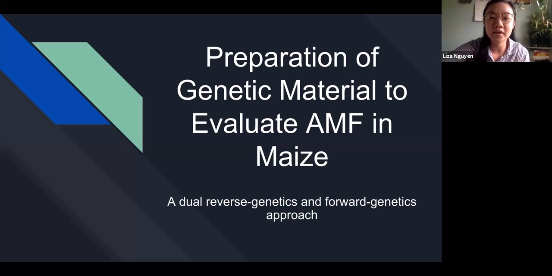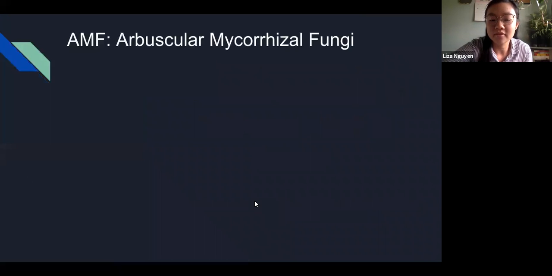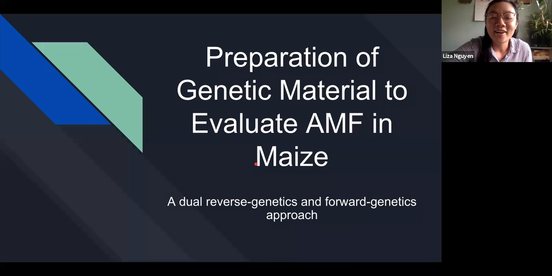Some of my thesis work, which is on preparing material which can be used in experiments to evaluate arbuscular mycorrhizal fungi in maize. My thesis has two different chapters with a reverse genetics and a forward genetics approach, but today I'll really just be focusing on one facet of my forward genetics approach.